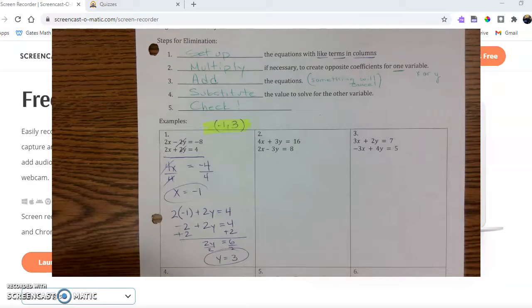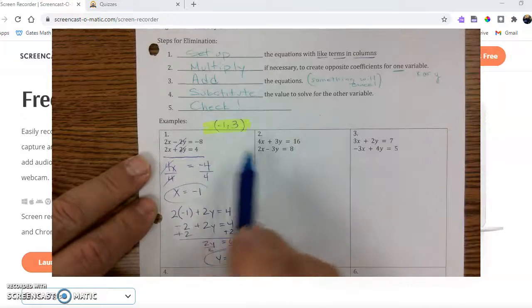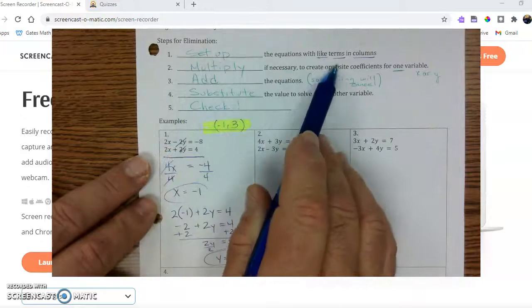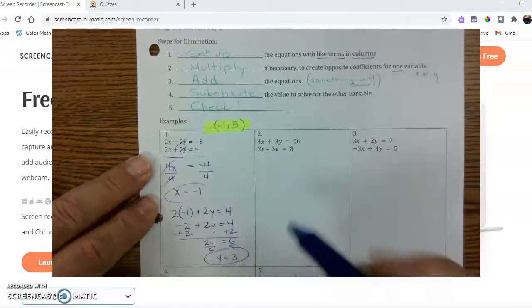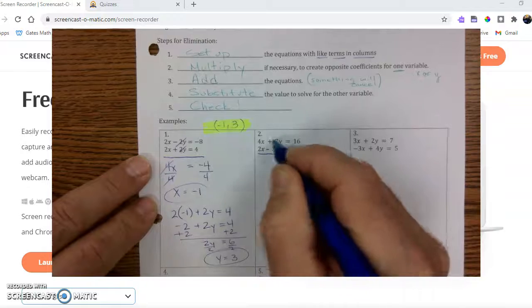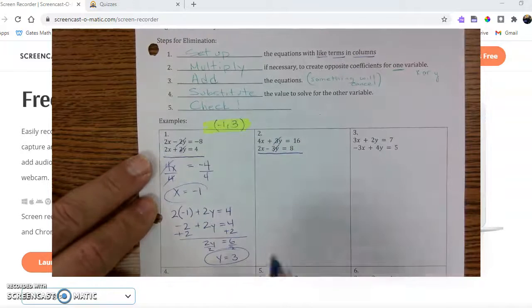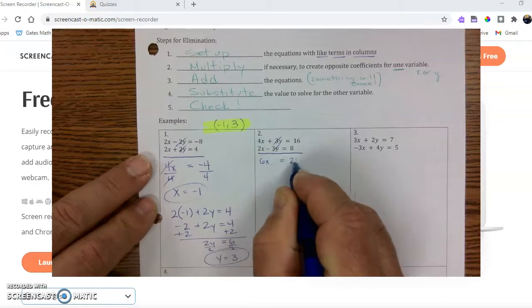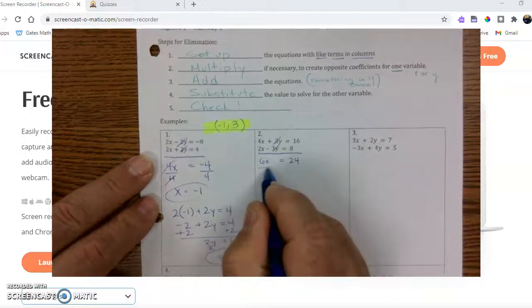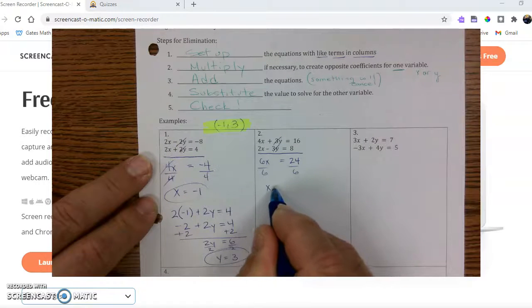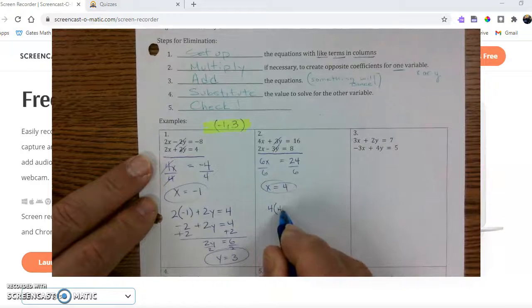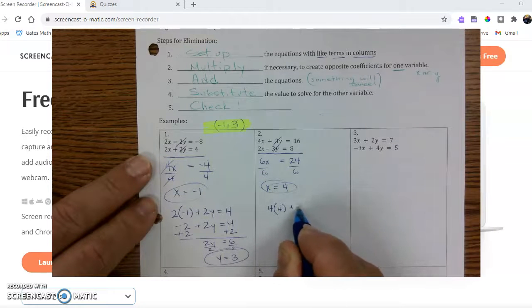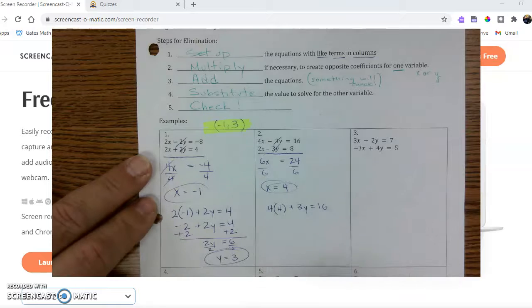All right, number 2 is already set up correctly, and the opposite coefficients already exist, so we don't need to multiply. But we will in one of the next steps. All right, cancel those out. 6x equals 24. Divide by 6. X equals 4. Plug that into one of the equations. I'm going to plug it in the top equation this time. 4 times 4, because that's what x is, plus 3y equals 16.